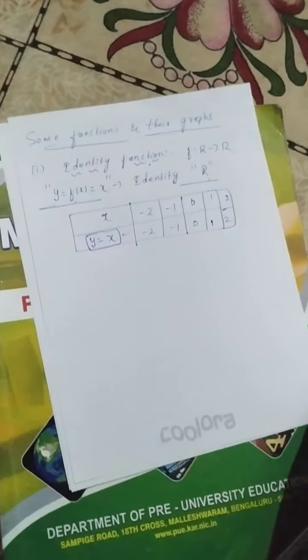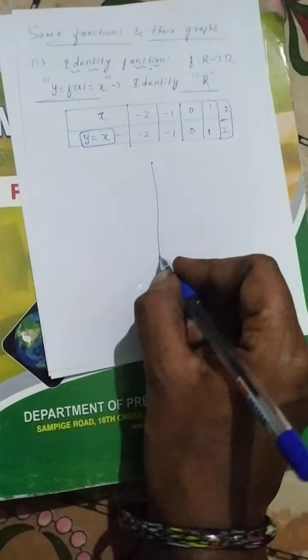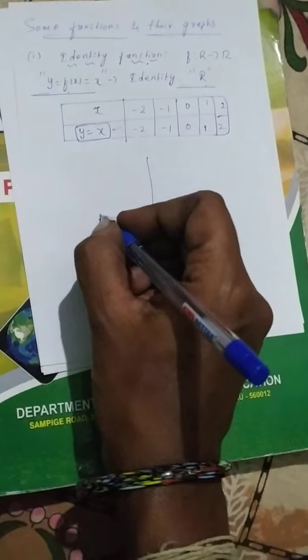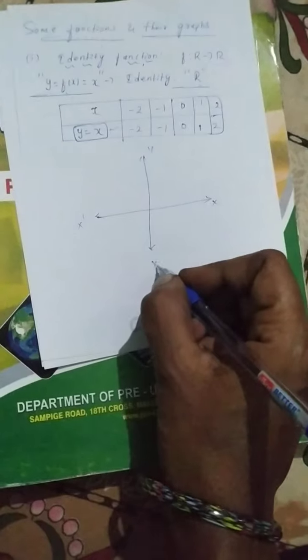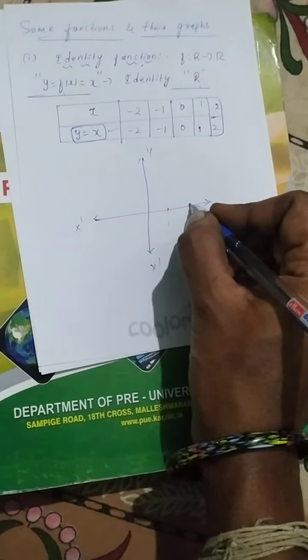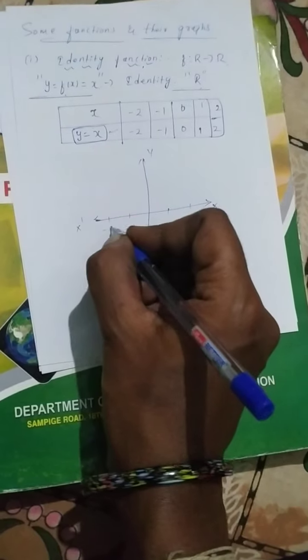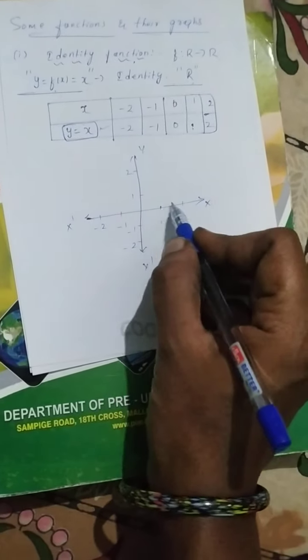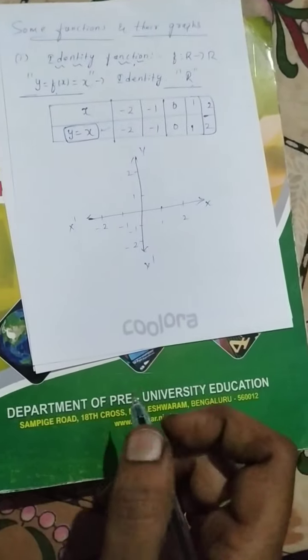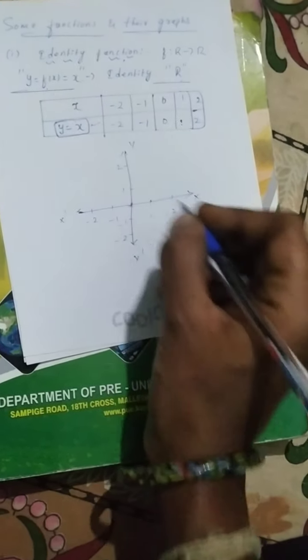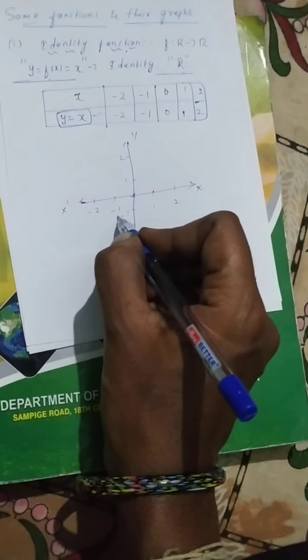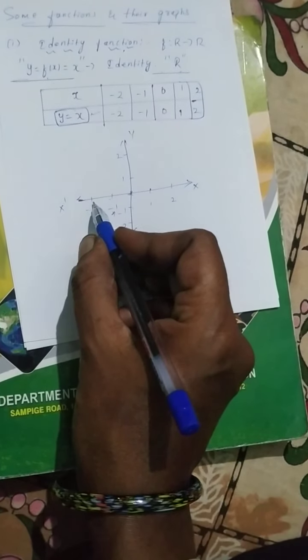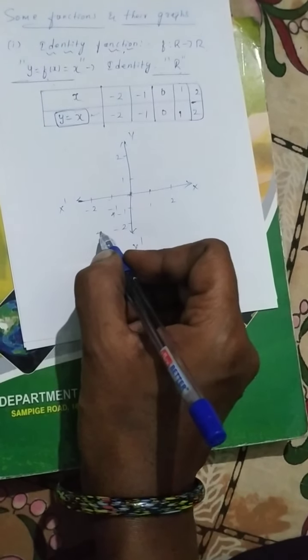2. So now you just plot the graph for this. You plot all the 4 quadrants. This is x, x dash, y, y dash, 1 and 2, minus 1, minus 2, plus 1, plus 2. So whatever values you take for x, the same is y for the identity. If x is 0, y is also 0. If x is minus 1, y is also minus 1. If x is minus 2, y is also minus 2, somewhere here.